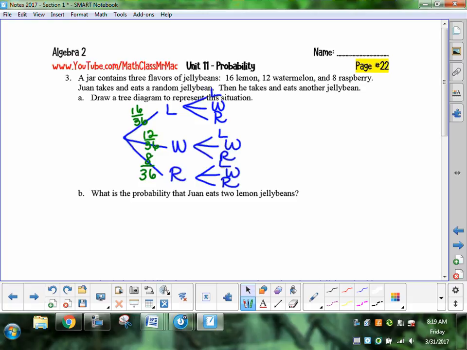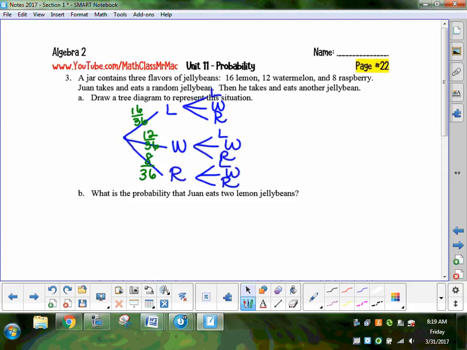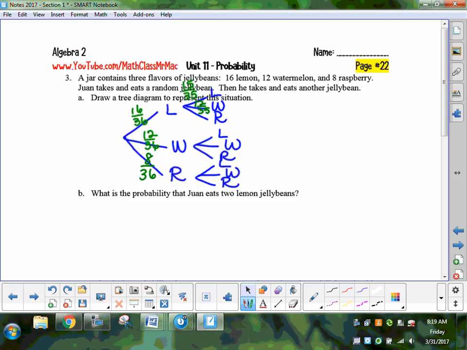Now this is where it's going to get awkward. What's the probability of getting a lemon after you already got a lemon? Peter? 35, yeah, so this would be 15 over 35. Probability of getting a watermelon given a lemon, so this would stay the same at 12 over 35. The next one, raspberry, would be 8 over 35. Now go through and fill in the remainder.